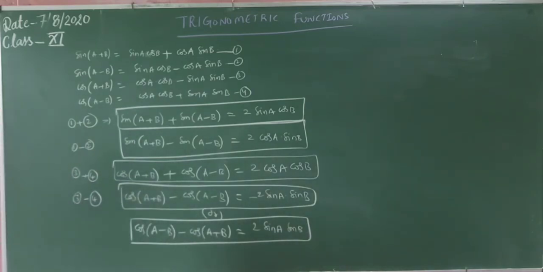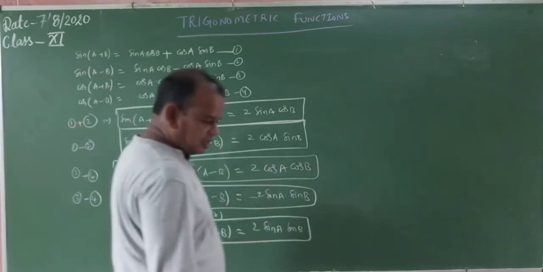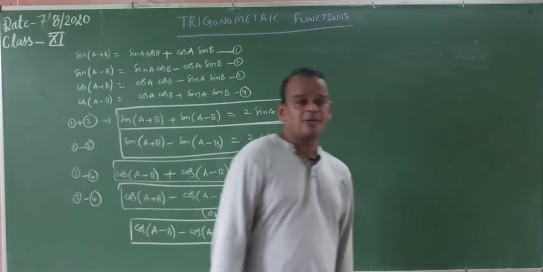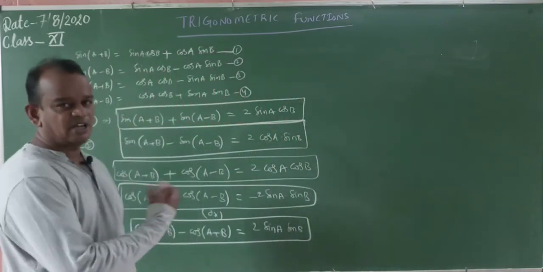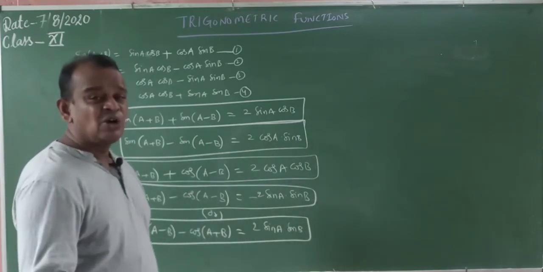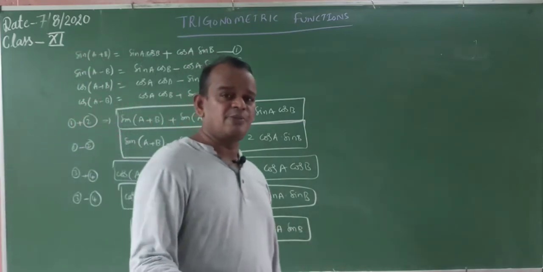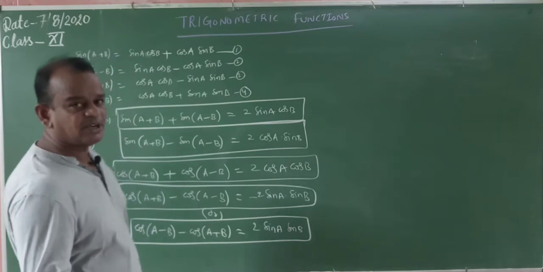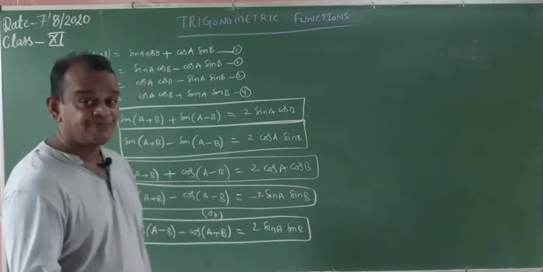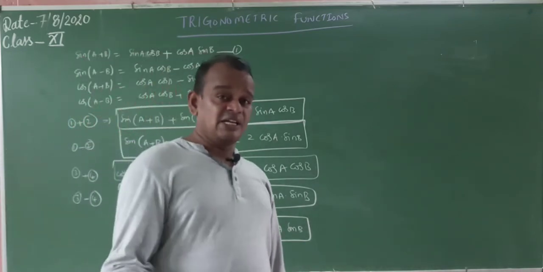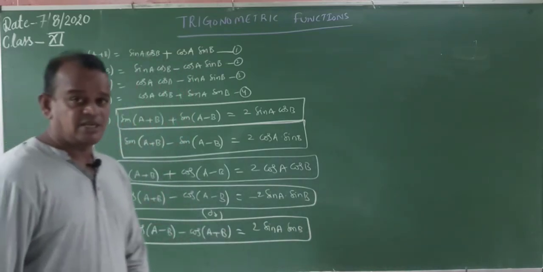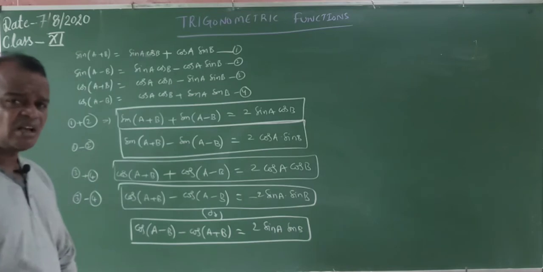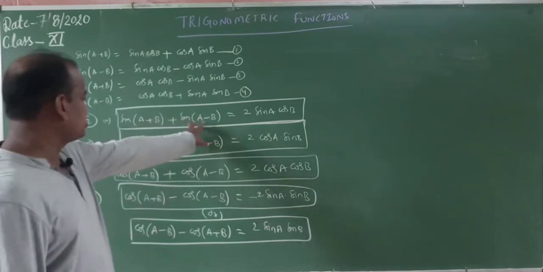You remember these formulas. sin(A+B) + sin(A-B) = 2 sin A cos B, or 2 sin A cos B = sin(A+B) + sin(A-B). 2 cos A sin B = sin(A+B) - sin(A-B). 2 cos A cos B = cos(A+B) + cos(A-B). 2 sin A sin B = cos(A-B) - cos(A+B).